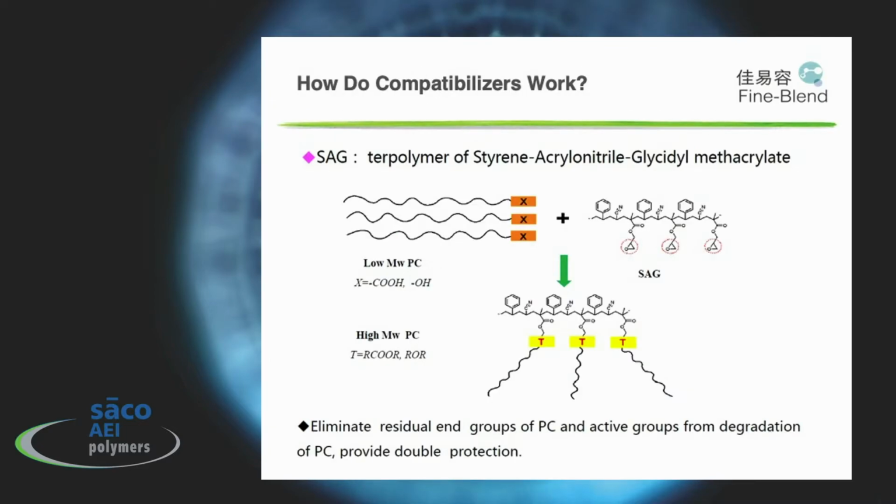On the next slide is more detailed chemistry. The terpolymer of styrene acrylonitrile glycidyl methacrylate reacts with low molecular weight PC in a polycarbonate compound or polycarbonate blend. So if you've got low molecular weight polymer, it will react along the chain of the SAG material to form a higher molecular weight entity. So you get better performance, you get performance more like the original polymer, and it eliminates the residual end groups that are in the blend and other active groups from the degradation process of PC. So it provides good protection for your formulation.